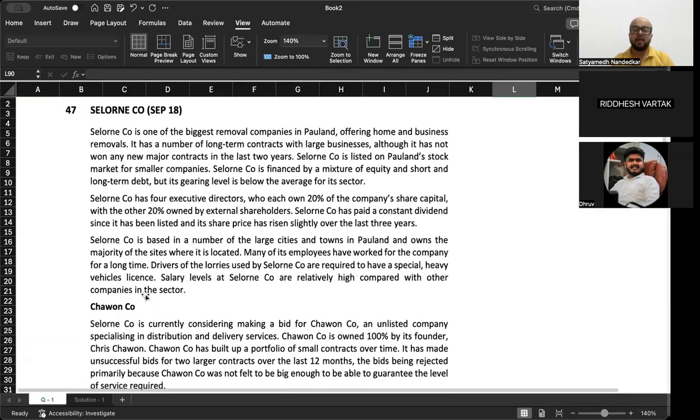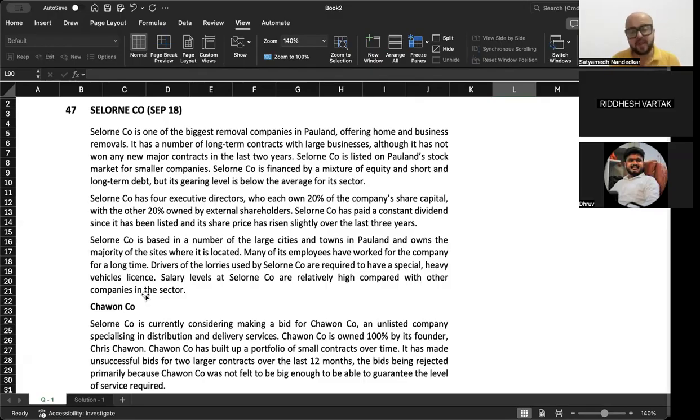Selorne Company is one of the biggest removal companies in Poland, offering home and business removals. It has a number of long-term contracts with large businesses, although it has not won any new major contracts in the last 2 years. Selorne Company is listed on Poland's stock market for smaller companies. It is financed by a mixture of equity and short and long-term debt, but its gearing level is below the average for its sector.